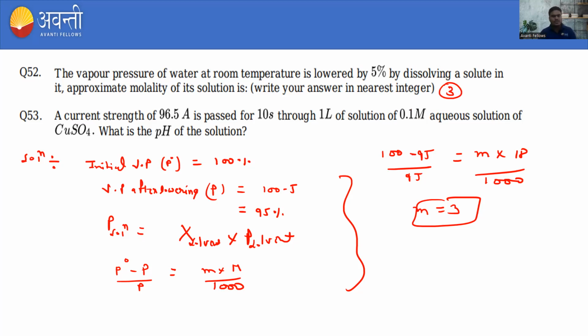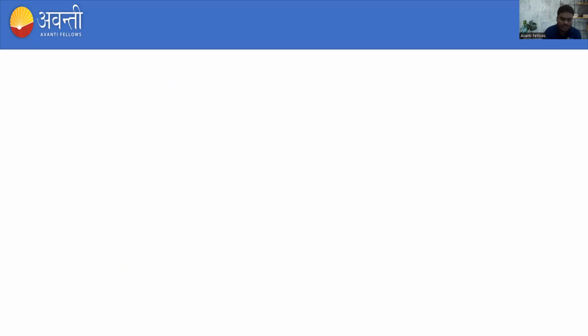Okay. Chalo, the next question is: a current of 96.5 ampere is passed for 10 seconds through 1 liter of 0.1 molar aqueous solution of copper sulfate. Then what is the pH of the solution? So you need to calculate the pH of the solution. This is question number 53, and this is also a very important question.